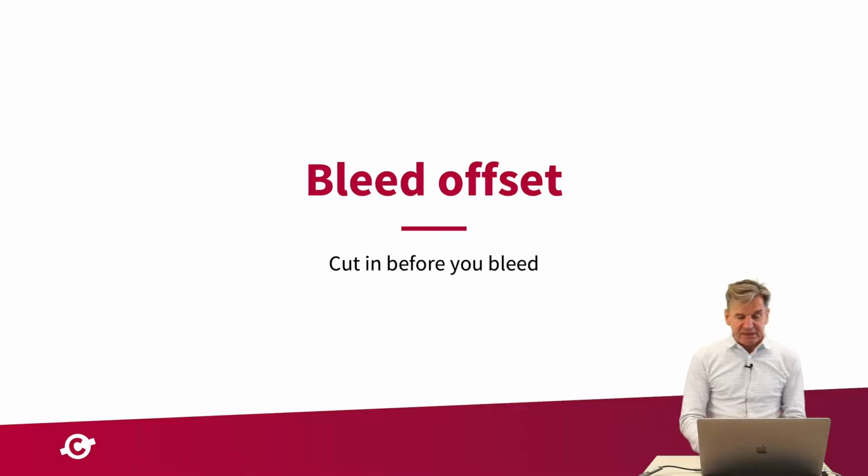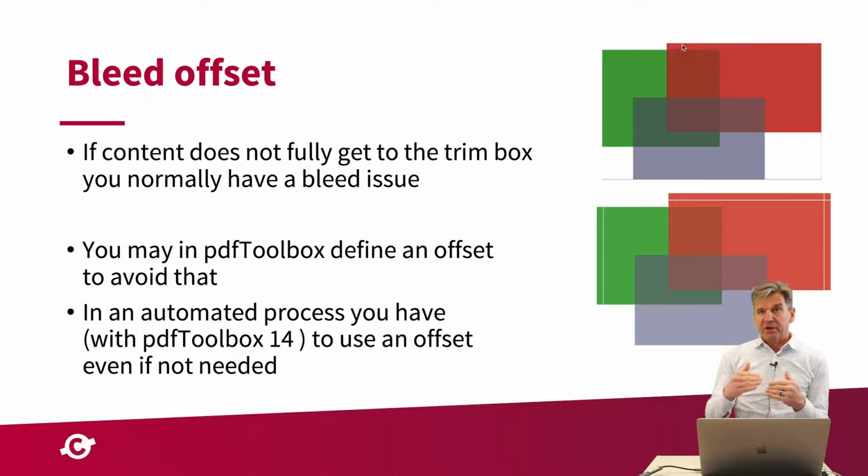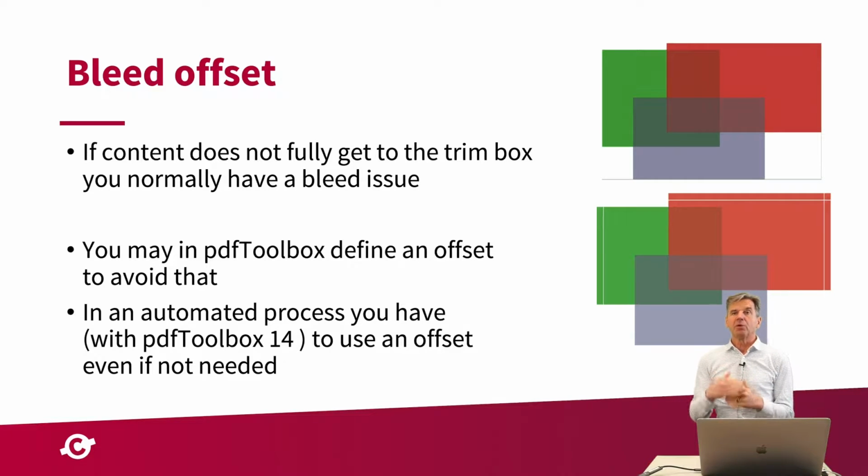And the last one is bleed offset. So what issue is that addressing? Once in a while you have objects that go far and very close to the trim box, but not really. They leave a little bit of white space inadvertently most of the time.